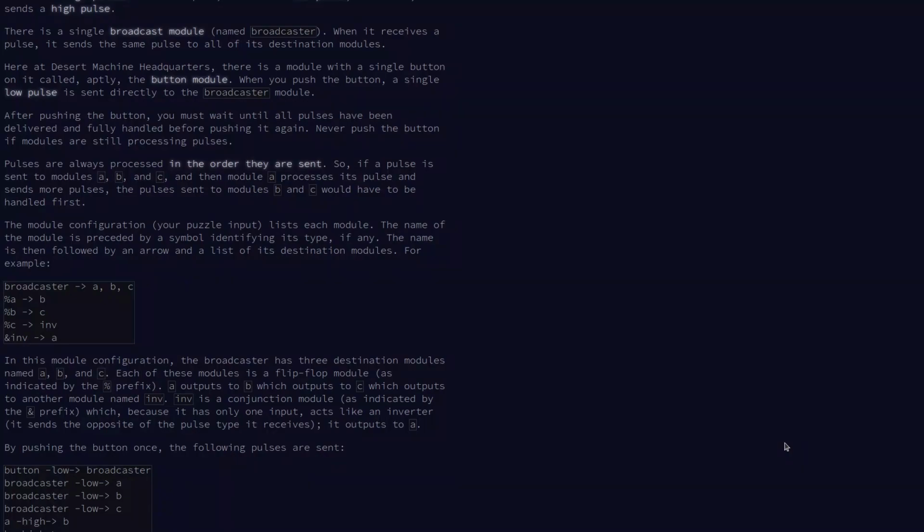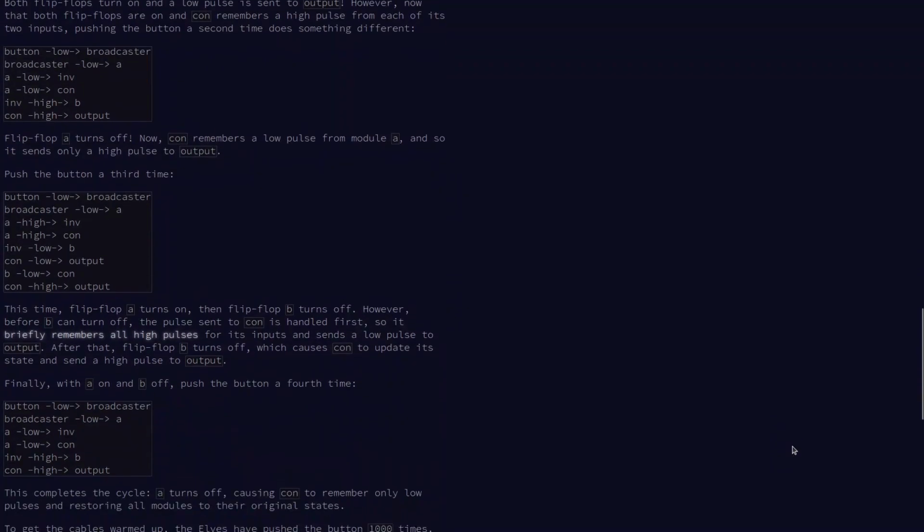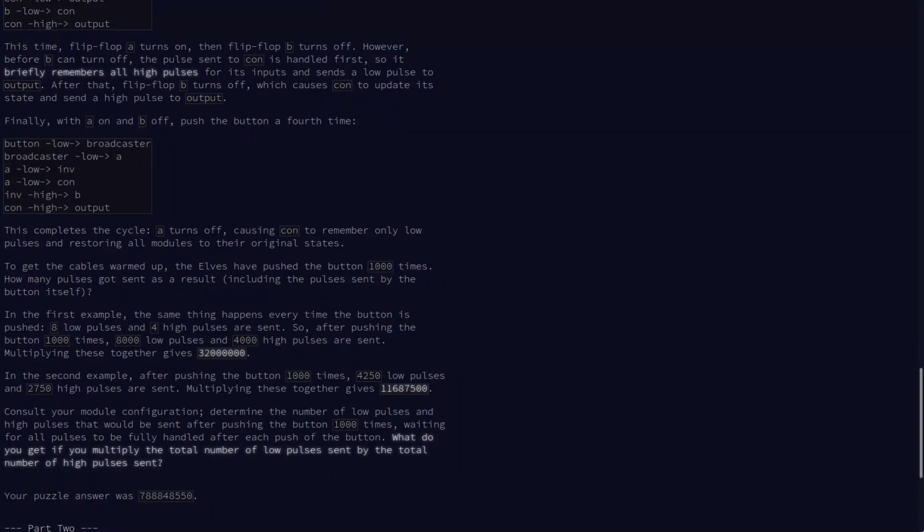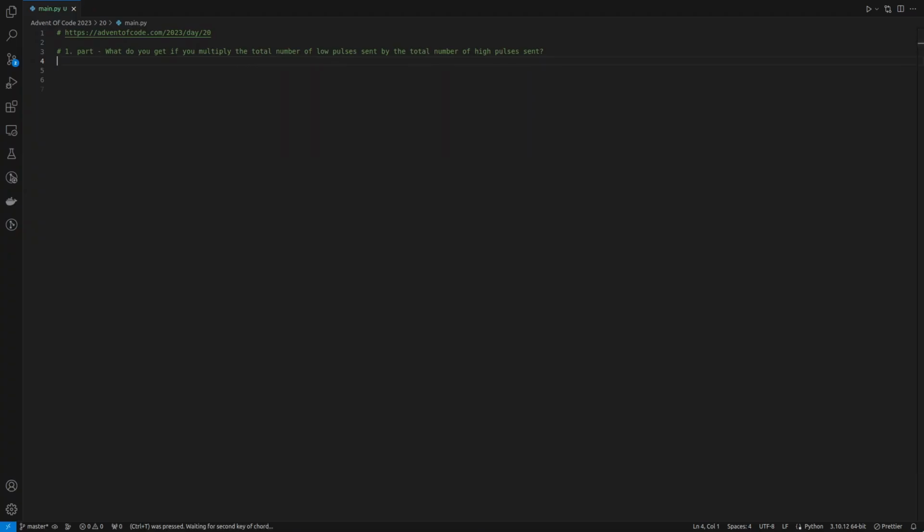We are asked to determine the number of low pulses and high pulses that would be sent after pushing the button 1000 times, waiting for all pulses to be fully handled after each push of the button. What do we get if we multiply the total number of low pulses sent by the total number of high pulses sent? I'm going to simulate the process of pressing the button 1000 times.